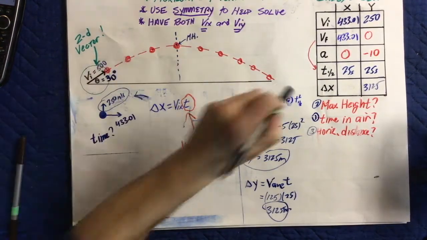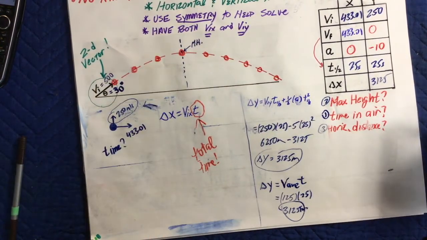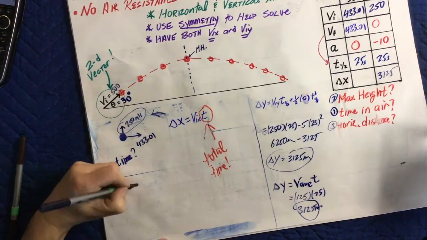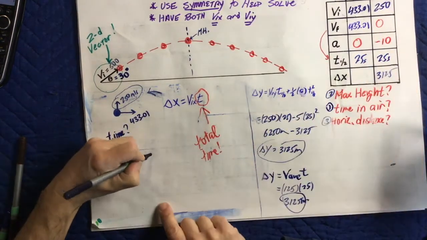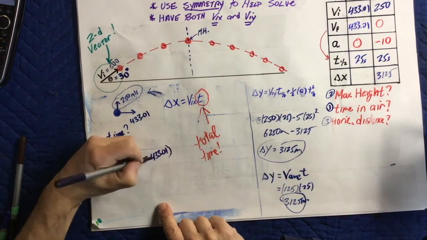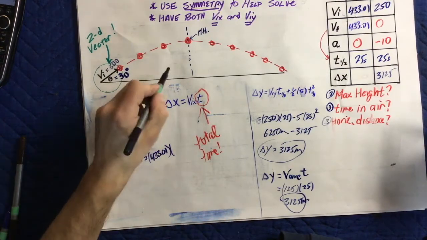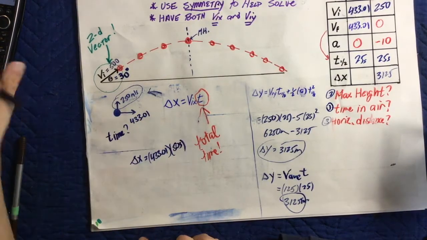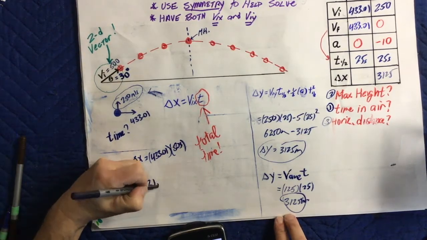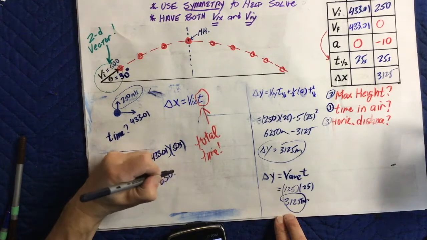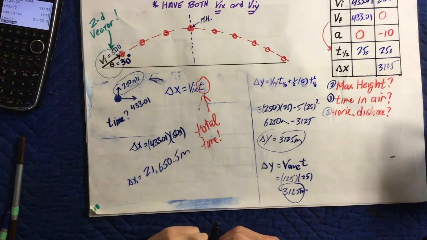I want to know how far this thing travels, so I'm not using the t one-half. I'm going to be coming over here and saying, okay, this is my average velocity in the x direction, never changes. 433.01. 25 seconds up, 25 seconds down, times 50 seconds. So 433.01 times 50, 21,650.5 meters. So this thing's moving. This is a pretty serious cannon here.